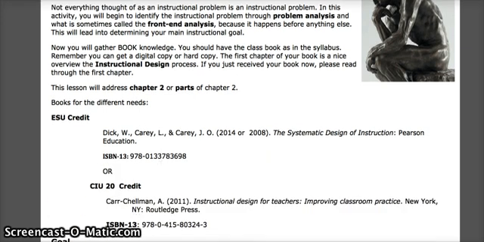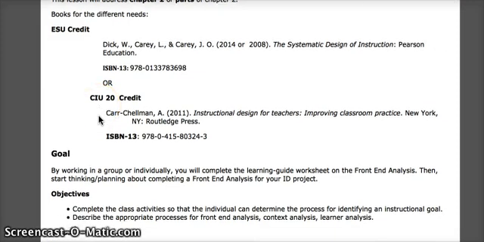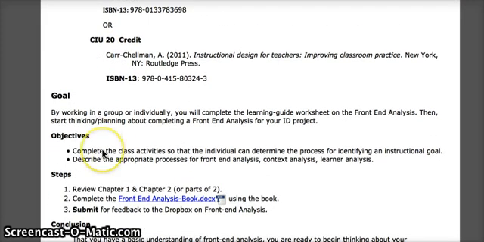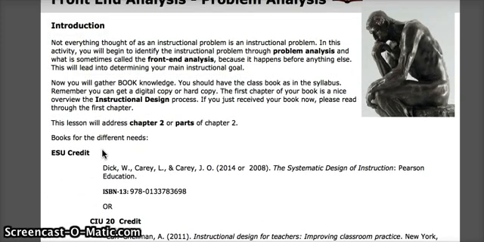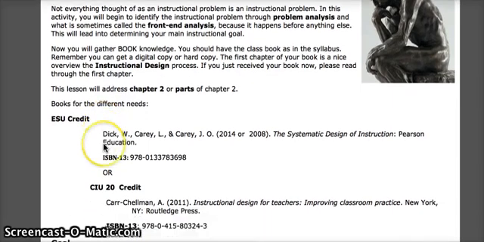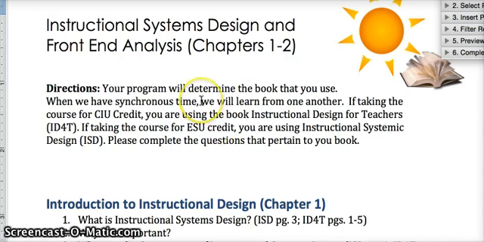So first, you should have your book. Your book may vary depending on what you are using this project for, ESU credit or CIU credit. And depending on what book you're using will determine what questions you answer. So here's the introduction that you can read a little bit about that. And then you want to download the book or the learning guide worksheet. So here we go right here. And this is what your learning guide is.